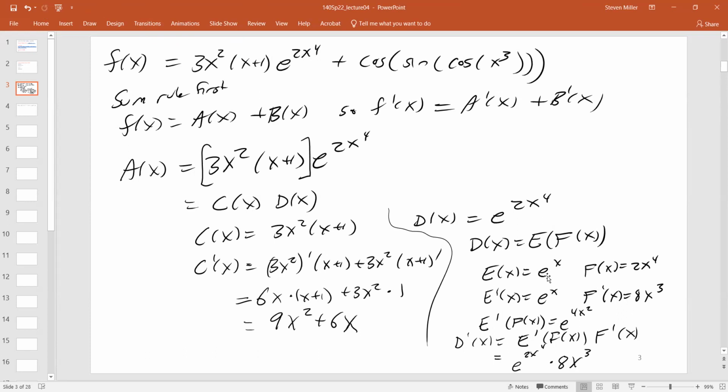Now, what's the derivative of the function little e to the x? It's just little e to the x. But where do I evaluate it? The chain rule says D prime is e prime at f of x times f prime.